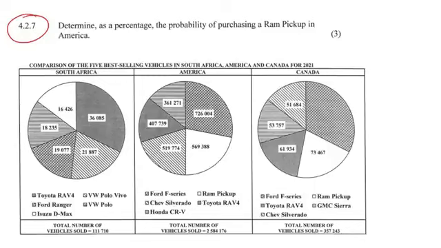And this question says, determine as a percentage the probability of purchasing a Ram pickup in America. Okay, so obviously not taking the cost or anything into account. So if you go to America, this one over here. Now, how many cars are there in America? Well, there's 2.5 million, or a little bit more than 2.5 million. So we know that probability is always out of a total. So 2,584,176.